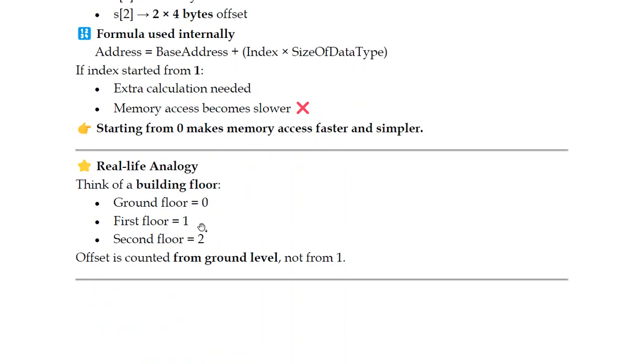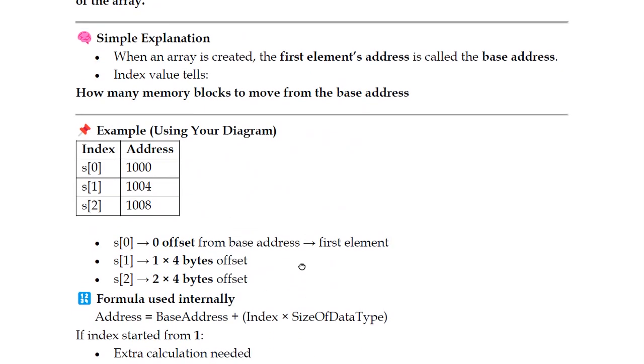Think of a building: ground floor, first floor, second floor. If you're starting from the ground, that is the zeroth floor. Then the next floor is what? First floor. After that, next floor, what is that? Second floor, one by one. So offset is counted from ground level, not from one. The same principle is followed here also.